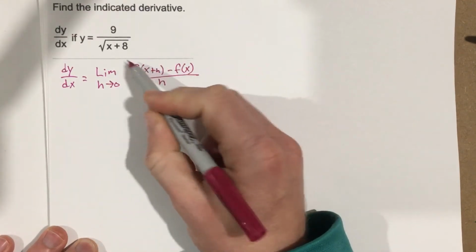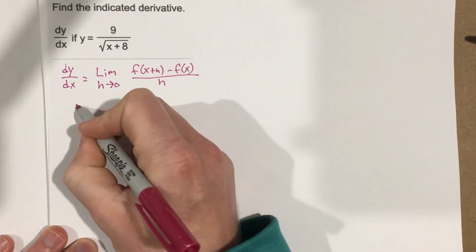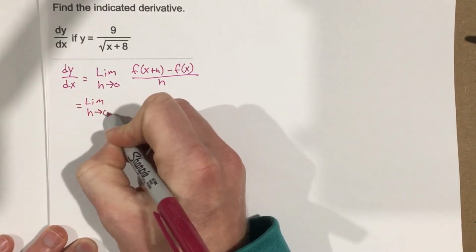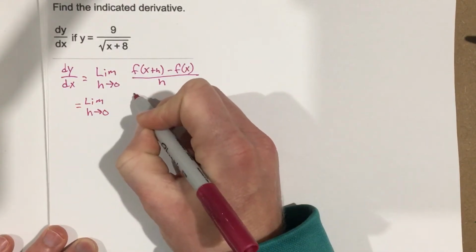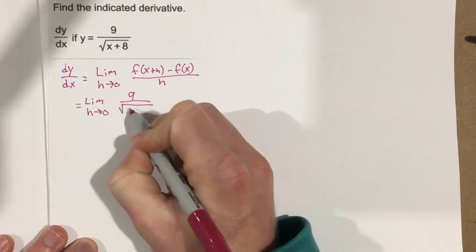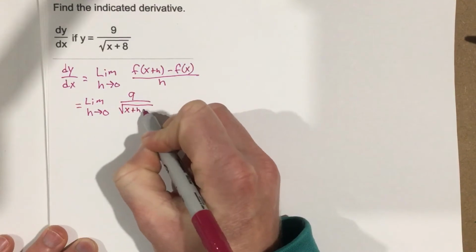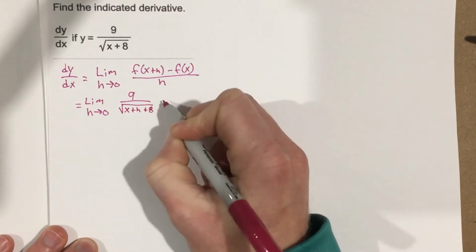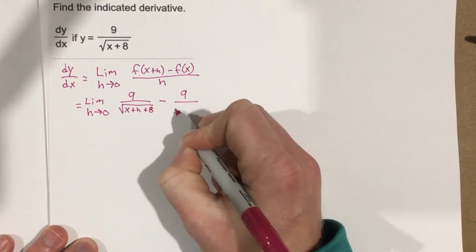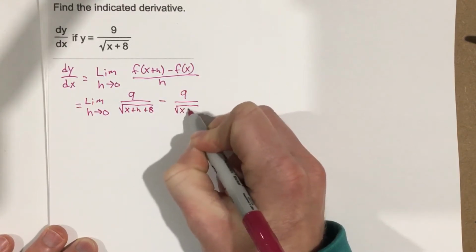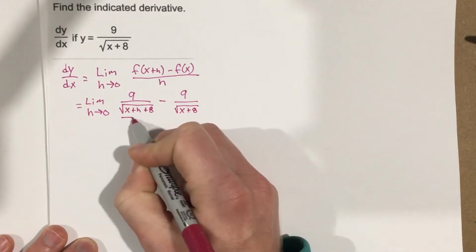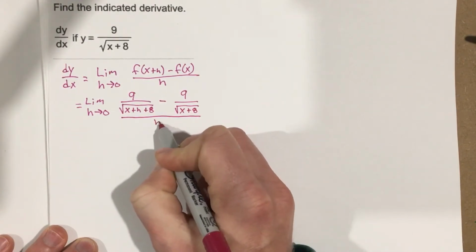Let's go ahead and plug in x plus h into the function, so we end up with equals limit as h approaches 0. We'll end up with 9 over root x plus h plus 8 minus 9 over root x plus 8, and that's going to be over h.